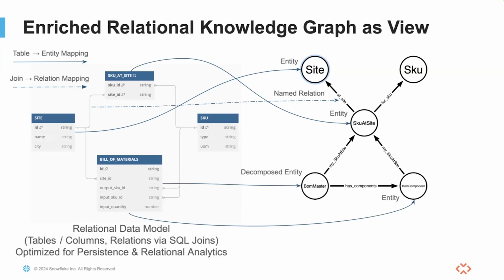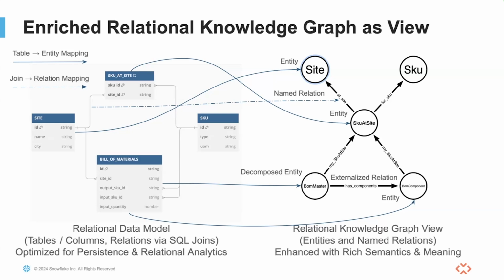Also, we can allow you to refactor or decompose a wide table, making sure the business entities involved are explicitly extracted out and the relationships externalized. With that, we're able to enhance the data in Snowflake with relational knowledge graph views on top, with enriched data and semantics to form a knowledge graph, which is sometimes called an ontology.